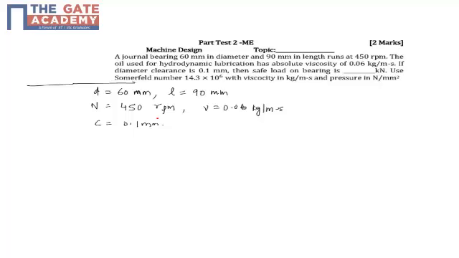Now you have to know the expression for the Sommerfeld number, which is ZN by P into (d by c) whole squared. This value is given as 14.3 into 10 power 6. Here Z is the viscosity. Since the expression takes viscosity in kg per meter second and pressure in Newton, we can directly substitute.